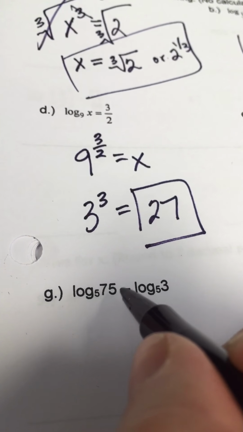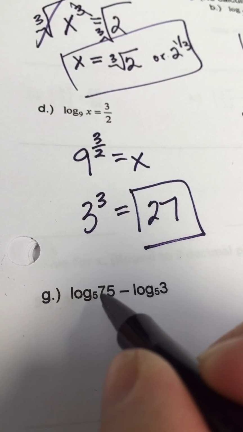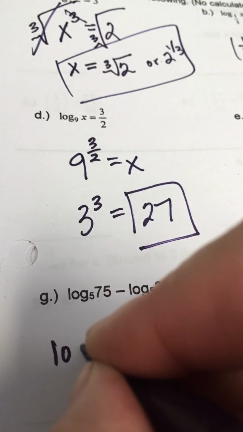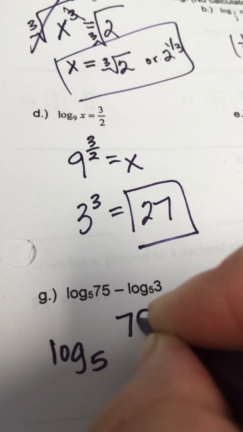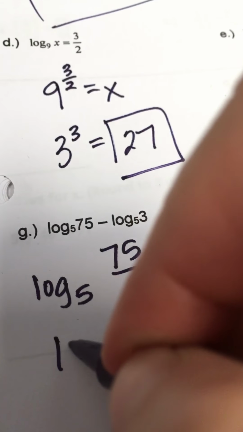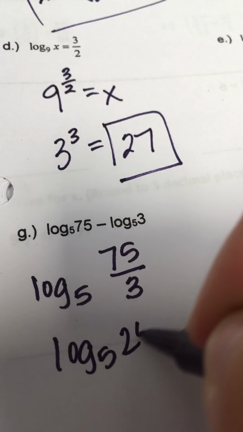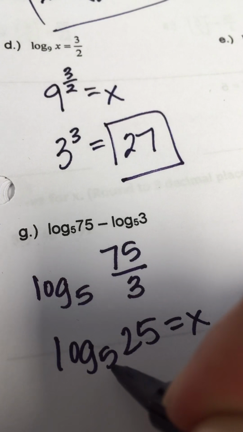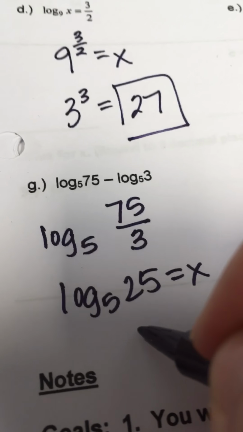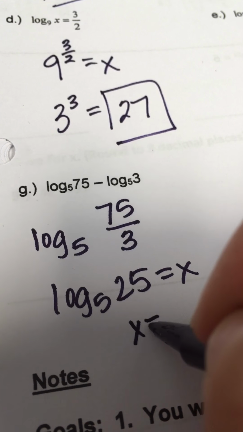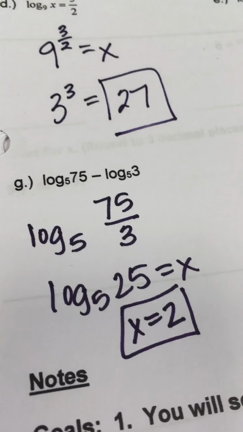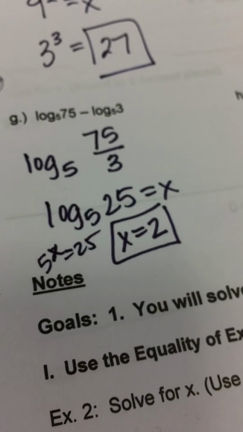Same thing on letter G. Instead of subtraction, we actually divide the two. So I have log base 5, and it's 75 over 3. So log base 5 of 25 equals something. So 5 to what power is 25, or it's just 2. You can rearrange if you want. It's 5 to the x, sorry, equals 25, and that's how I get the 2.